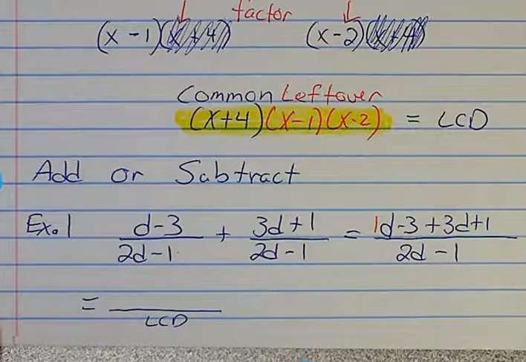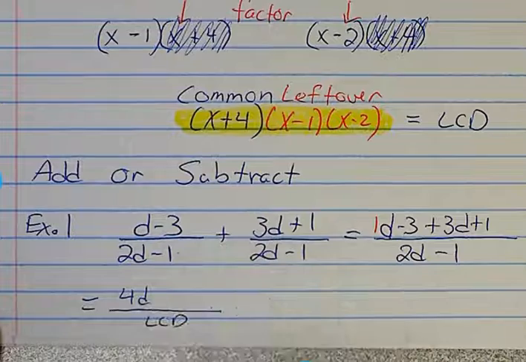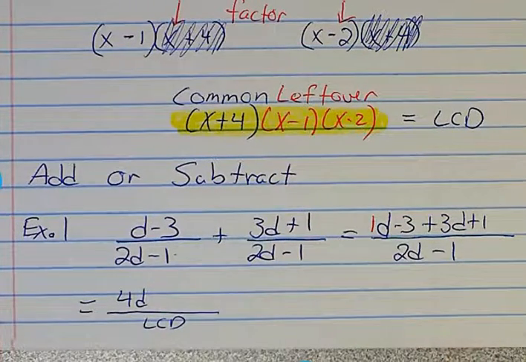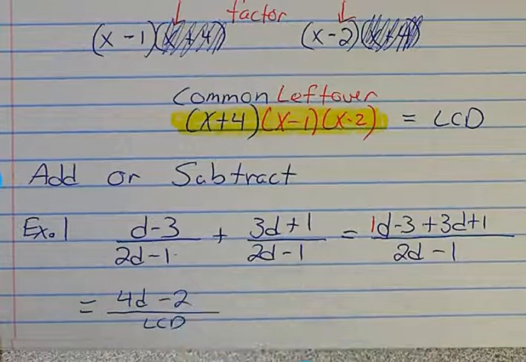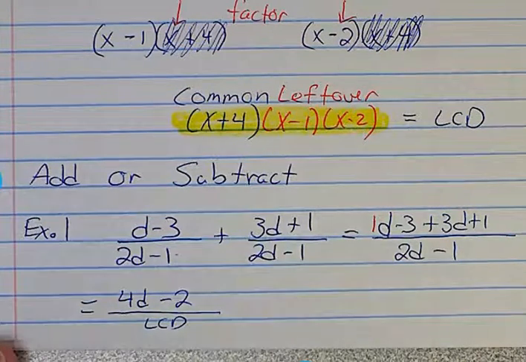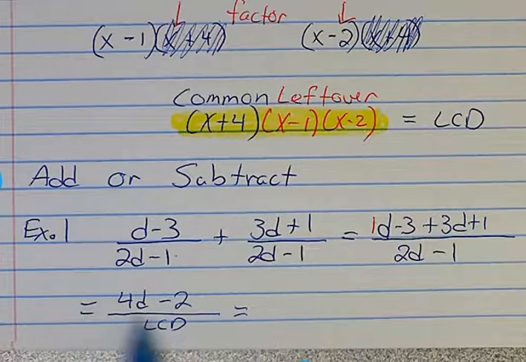So just be careful. So now you've got 1d plus 3d. That is 4d. You got a negative 3 plus 1, so that's a negative 2. Okay, so now we've added and subtracted. We've done everything we can do on the top. And the only last thing to do is, can you factor that one just a little bit?